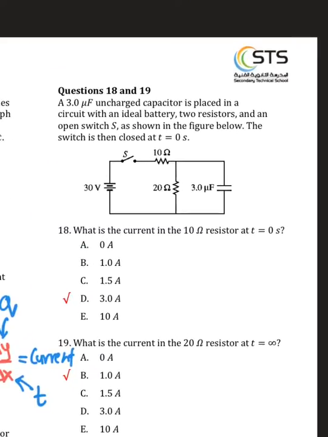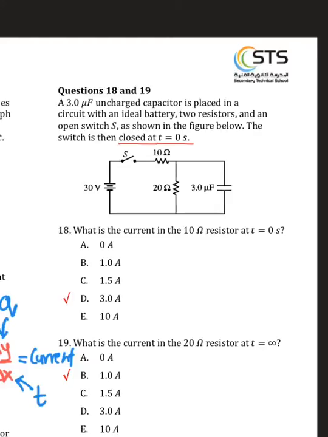Okay, next question number 18. A 3 microfarad uncharged capacitor is placed in a circuit with an ideal battery, 2 resistors, and an open switch S as shown in the figure below. The switch is then closed at t equal to 0. What is the current in the 10 ohm resistor at t equal to 0 seconds?